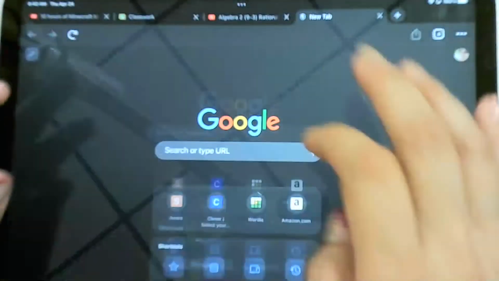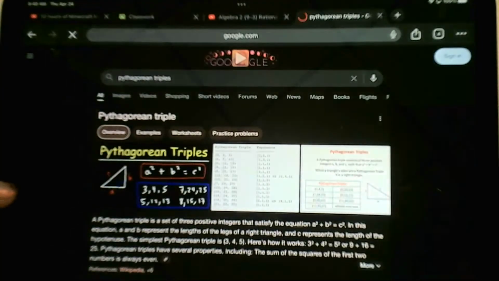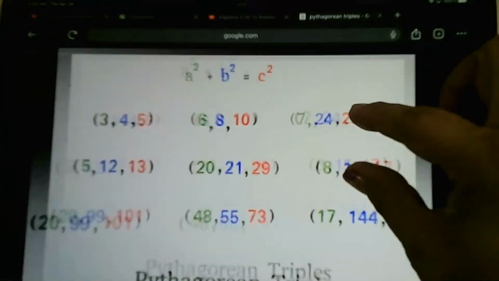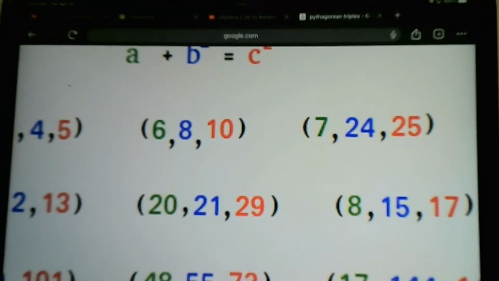Check it out. I'm going to go to Google and I'm going to search for Pythagorean triple. You can tell I've searched it before. I'm going to click on images so it brings up a whole bunch of them. And I like this one. And look, there it is.